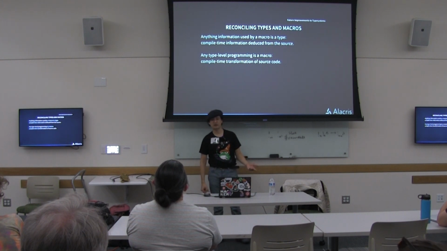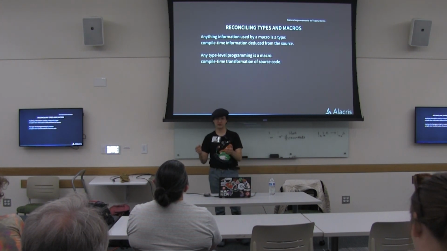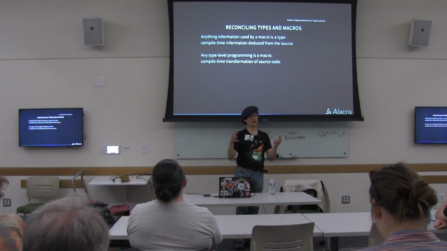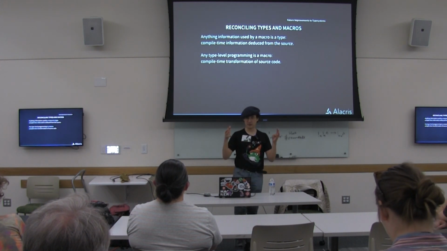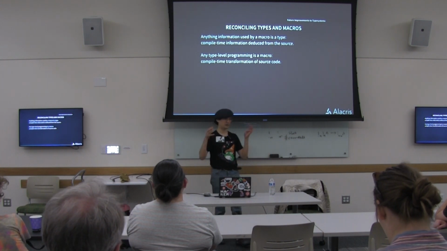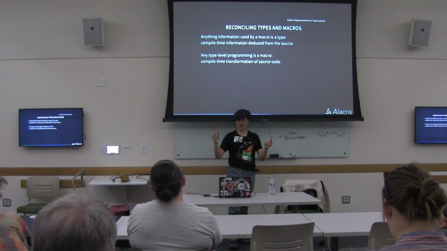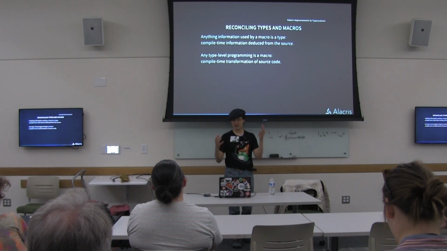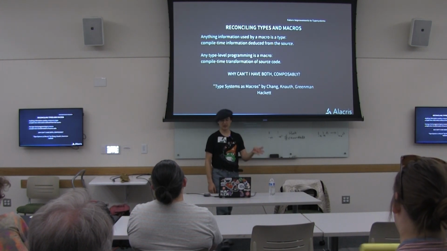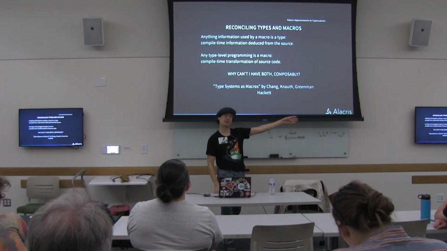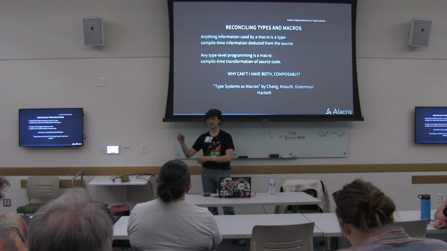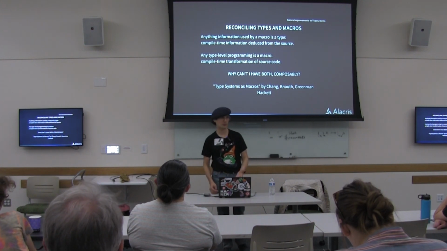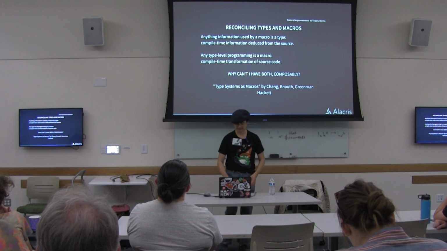And why can't I have both types and macros? After all, anything a macro does is based on static information deduced from the source code. So anything that the macro uses as input is a type. By definition, a macro uses types. Conversely, anything you do with type level programming, anything your compiler does with types, is a compile time transformation of source code. So types and macros are the same thing. Why can't they live together in peace? I want both. And happily, there are people who work on that. There is a famous paper from POPL two years ago, Type Systems as Macros, and there is Hackett, the language mixing Haskell and Racket. So some people are working on that, but it's very disappointing that there are not more people working on it, because this is clearly the right way to do things.